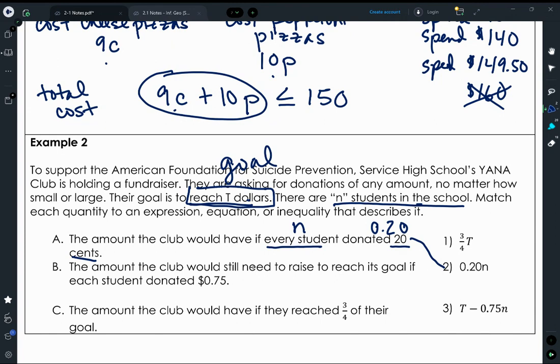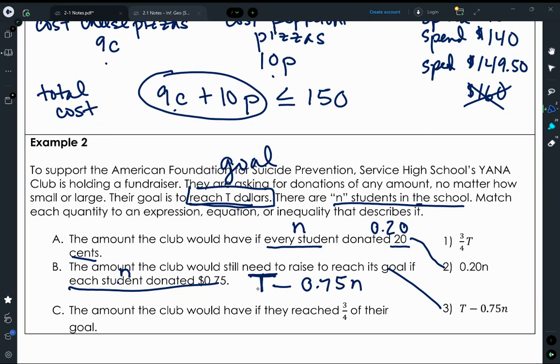The amount the club would still need to raise to reach its goal if each student donated 75 cents. So that means each student, so now my N students are donating 75 cents, but I want to know how much is left. So if we look at taking how much I need total, and then I want to subtract what I've raised. So I'm going to be subtracting the amount from each student. So my total is the amount I want raised, and I want to figure out how much I would still need to raise. So how much left I have to raise if I subtract that amount that we raised from students. So that's going to be number 3 here, where I'm subtracting 0.75n.